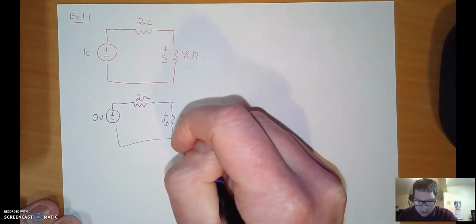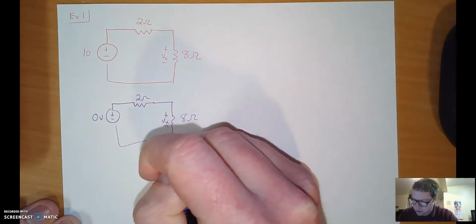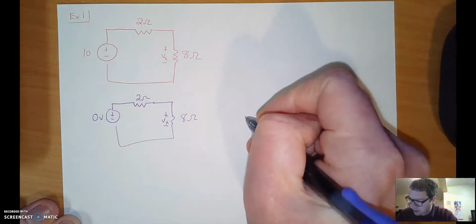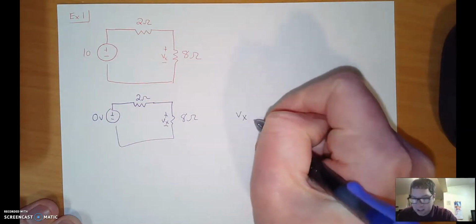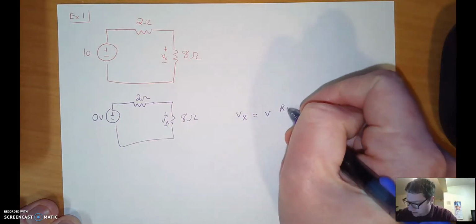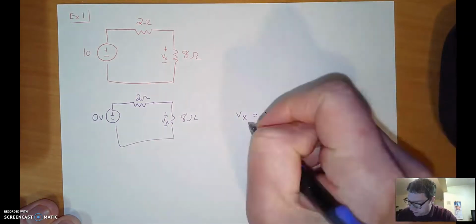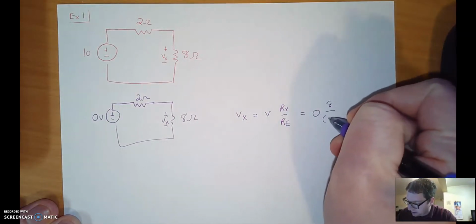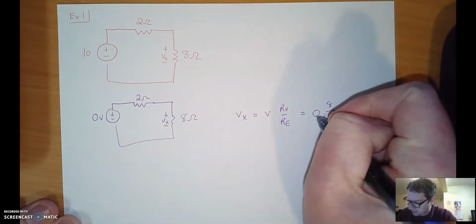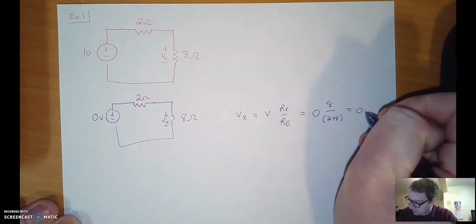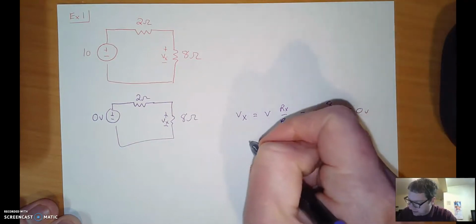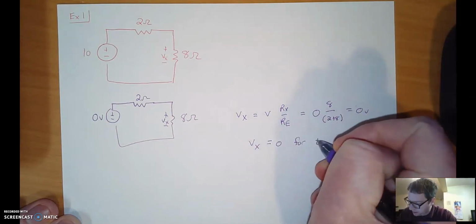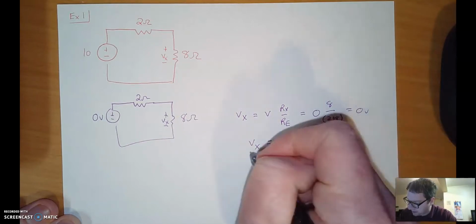The question asks us, what is Vx? Now that we're in our new state at 0 volts, we've turned it off, so we can do that quickly with voltage divider. Vx is equal to V times Rx over Req. In this case, our input voltage is 0, Rx is 8, and Req is 2 plus 8, which is 10, but it doesn't really matter because we're going to multiply everything by 0, so we get 0 volts. We would write this as Vx equals 0 for t greater than 0, and we would box that as our answer.